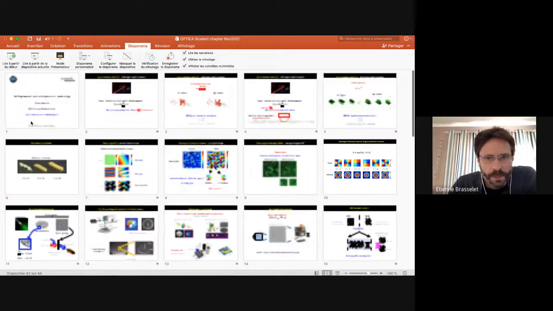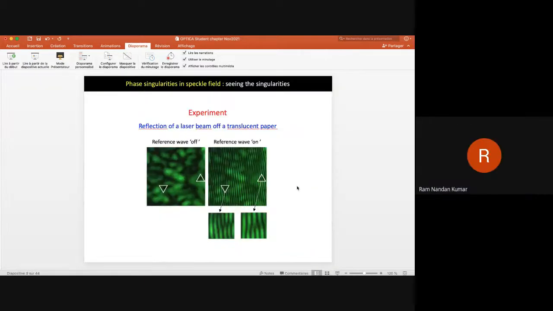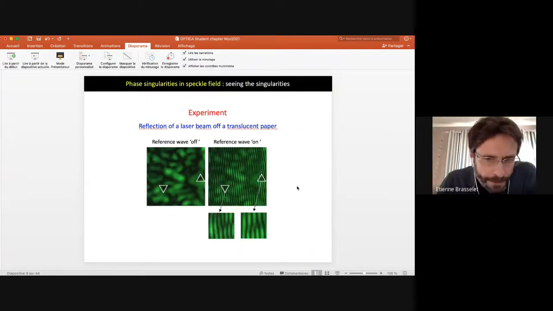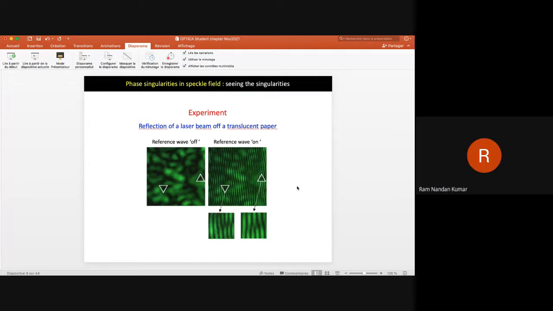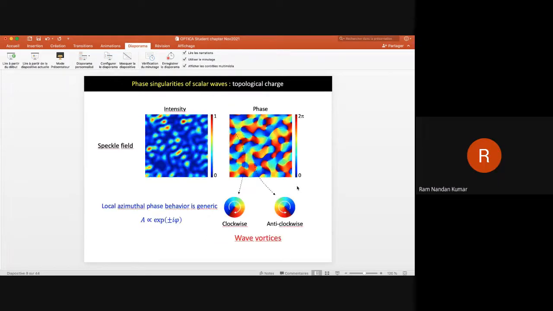So speckle. That is in the beginning of. Here? No. Just one slide back. There. This one? Yeah. This. Which one? Okay. So yes. So formation of a speckle pattern. So how does this vorticity, e raised to the power i alpha, and orbital angular momentum play a role in the formation of a speckle field?